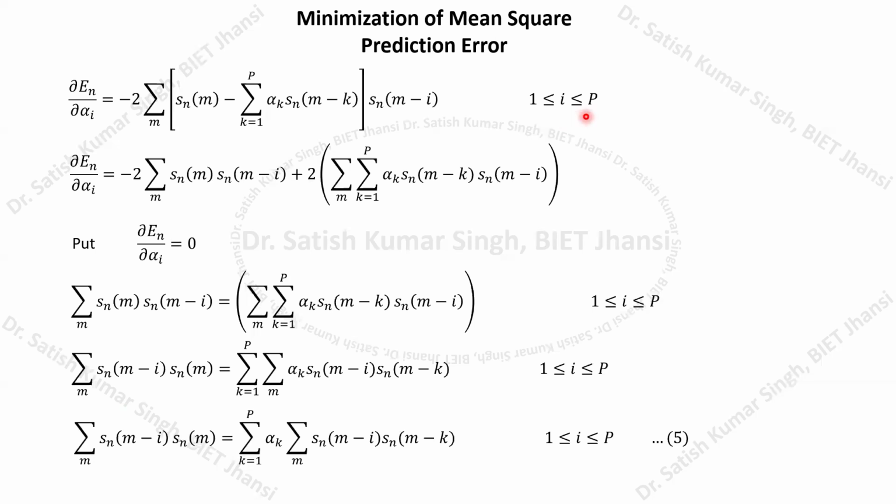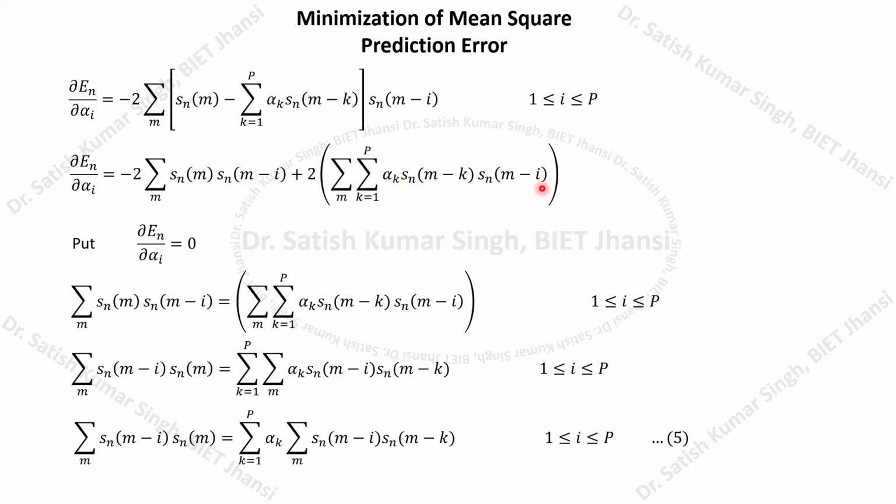Now we can expand this particular summation. We can just multiply the summation inside this bracket. If you do that, you will get this equation as minus 2 sum over m of s n m multiplied with s n m minus i, plus 2 times the summation over m, and the summation over k equals 1 to p of alpha k s n m minus k into s n m minus i.